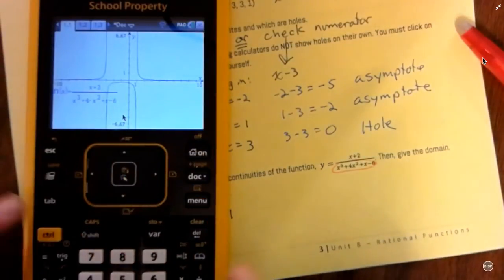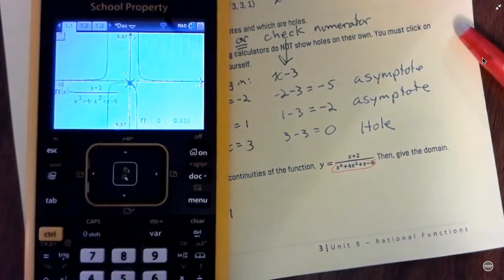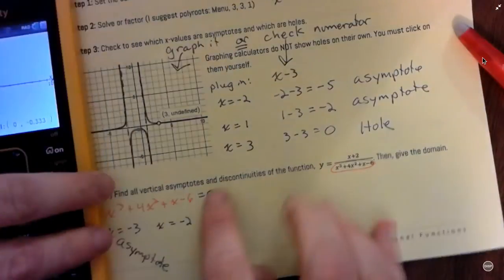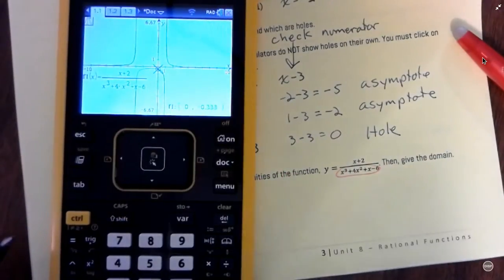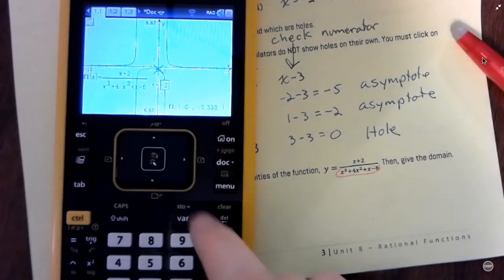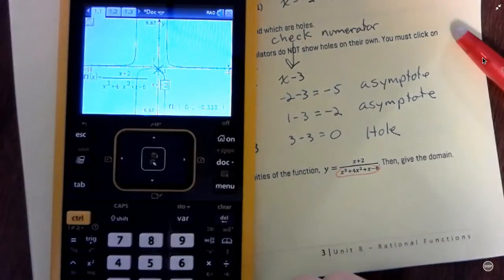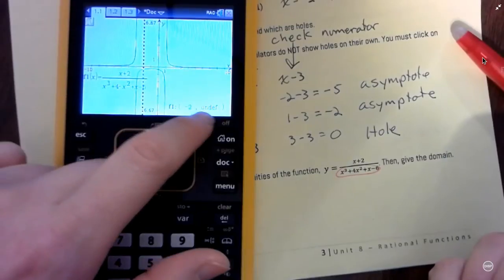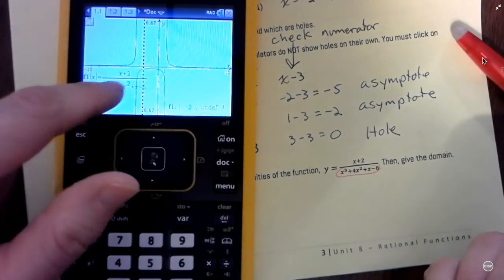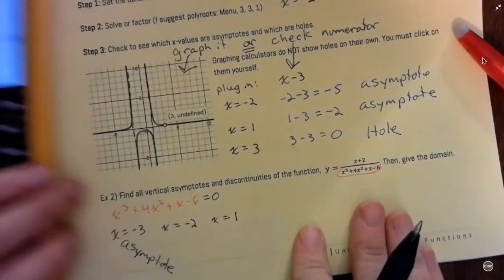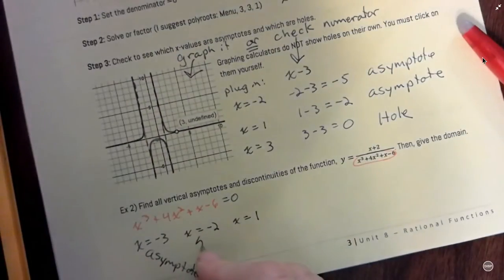So I would suggest going to menu 5, 1, which is trace, and then type in your suspicious number. So for negative 2, you can just type negative 2. You don't have to type x equals. And it'll pop up. And sure enough, negative 2 is undefined. So that means that's a hole. There's not a vertical asymptote there. It's just an undefined value, so it's a hole. So I'm going to label that as a hole.